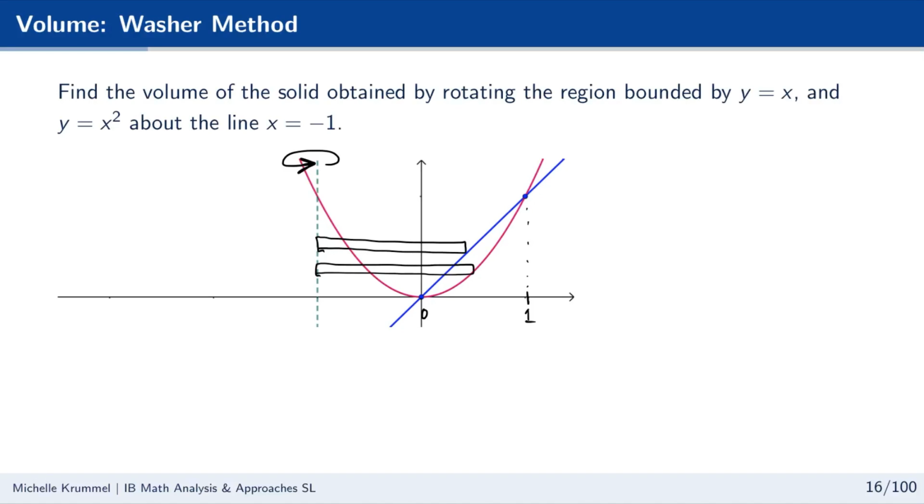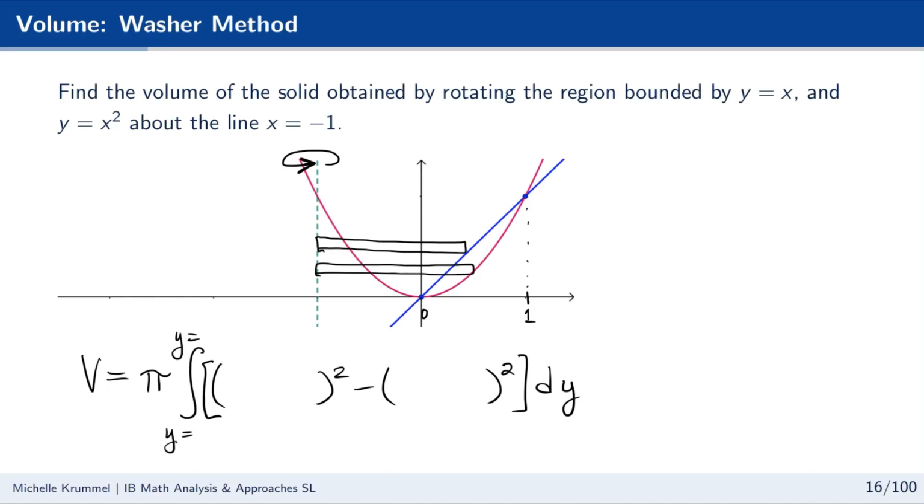Because these are horizontal rectangles, this is a dy problem. I'm not able to draw vertical rectangles for this problem because we always have to draw the rectangle perpendicular to the axis of rotation. That's the key to setting up this washer method. So this is going to be a dy problem. My volume will be pi, and then I'll have to integrate. These are going to be y values now, and it's going to be outer radius squared minus inner radius squared dy.